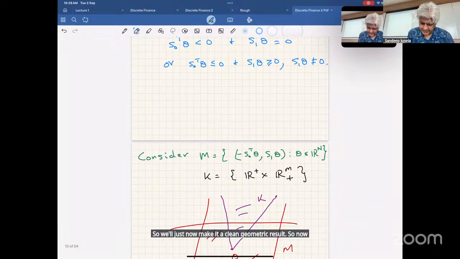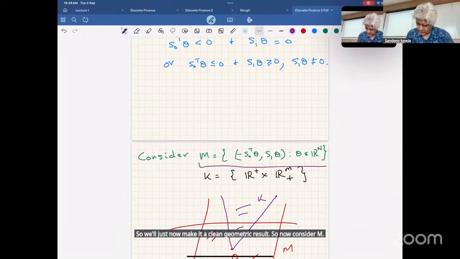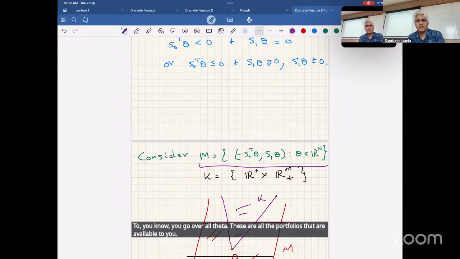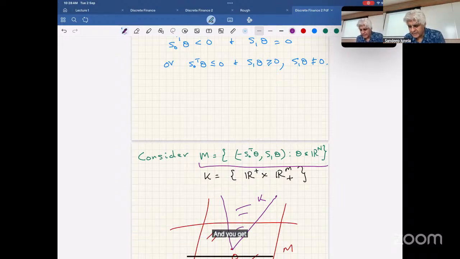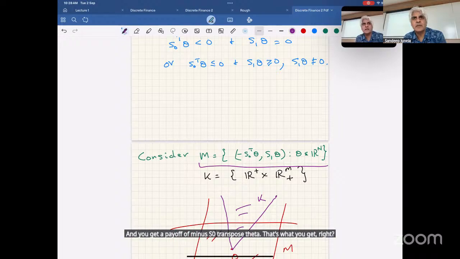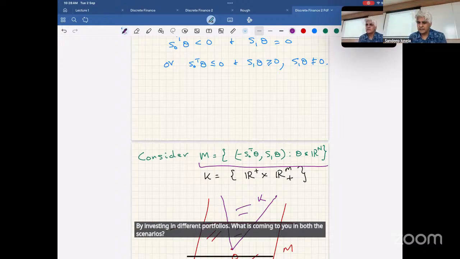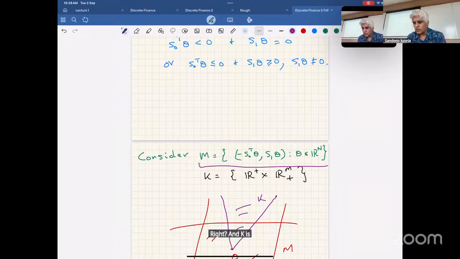Now consider M, where you go over all theta. These are all the portfolios that are available to you, and you get a payoff of minus S0 transpose theta, and S1 theta is also what you get. So this is what's available to you by investing in different portfolios, what is coming to you in both the scenarios. And K is just a cone, R plus cross R plus M. It's just a vector in M plus 1 dimensions of non-negative values.